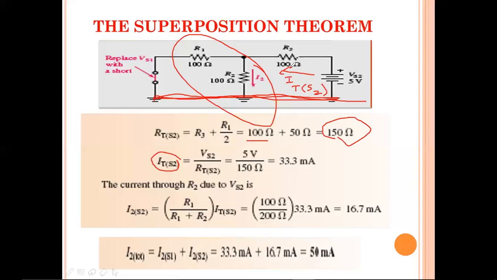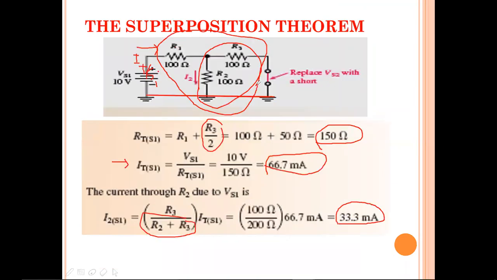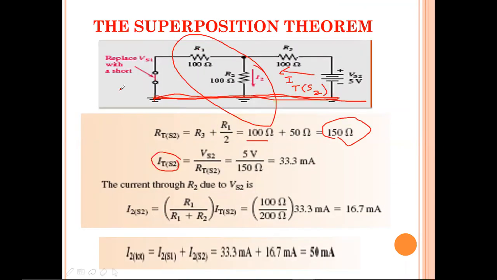So then you will get I2, the total current supplied by source 2, as VS2 by R2S2. VS2 is 5 volts. In the previous case 10 volts was there for VS1; here 5 volts is there. Please mention the numerical values, the digits, carefully. 5 volts by 150 ohms. Then you will get 33.3 milliamps, the total current supplied by VS2.